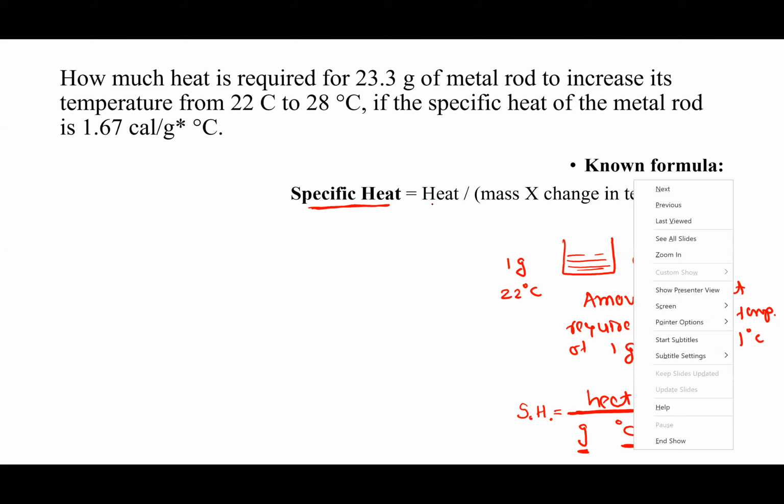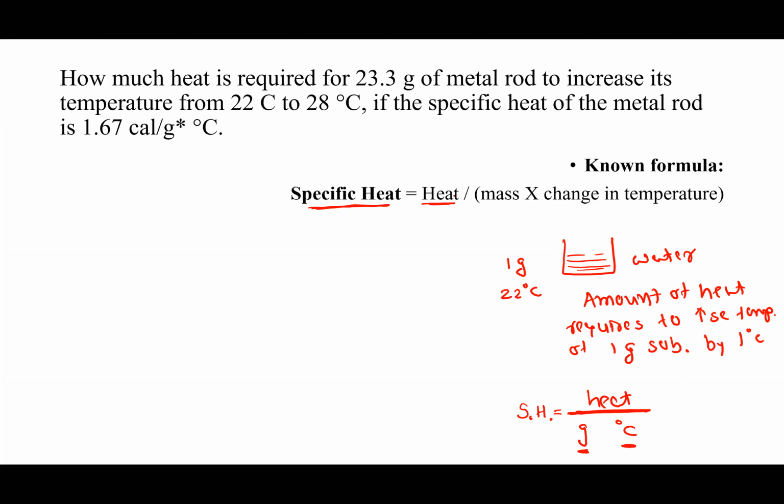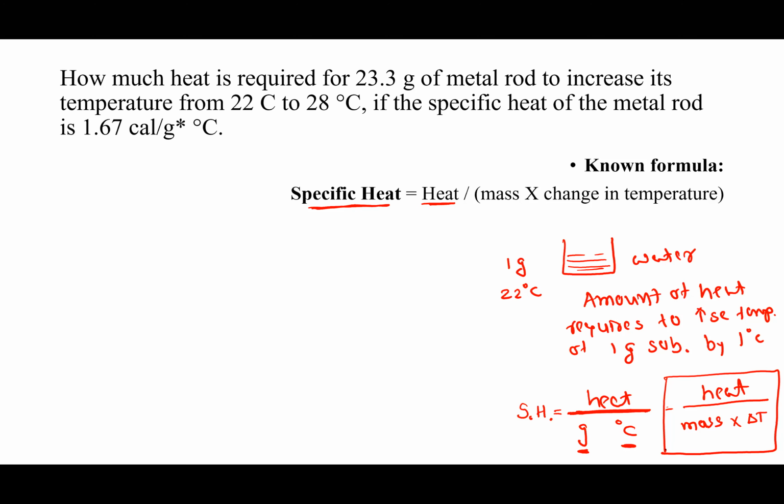What is going to be the formula? Let me just write that down. Heat divided by mass, because we talk about 1 gram of substance, and increase the temperature by 1 degree Celsius. So change in the temperature, because you have two values of the temperature: before you heat it up and after you heat it up. So the formula for specific heat is heat divided by mass multiplied by delta T. Delta T means change in the temperature.